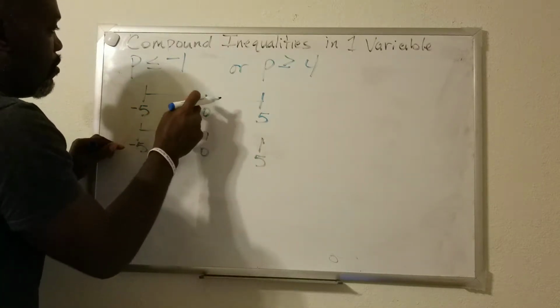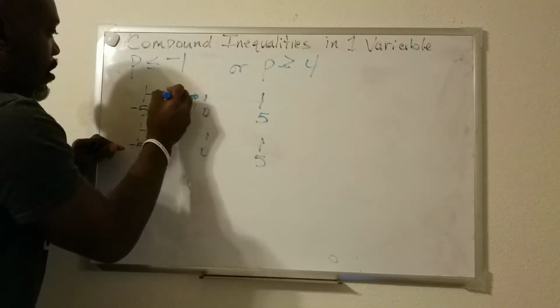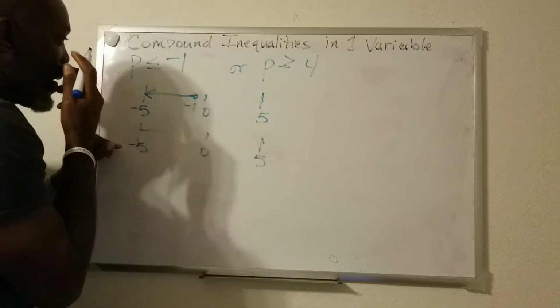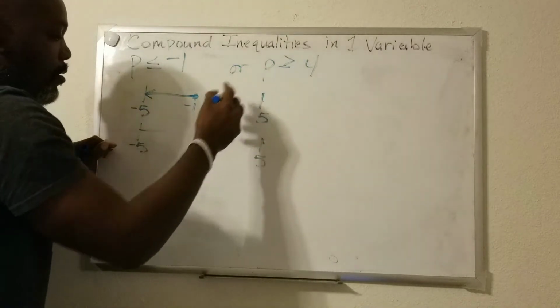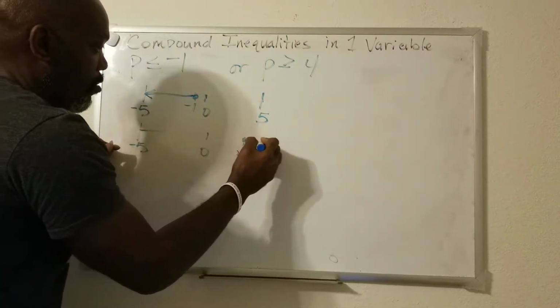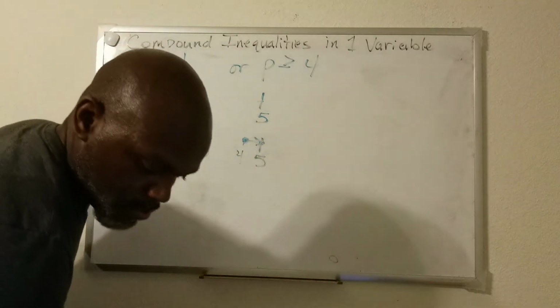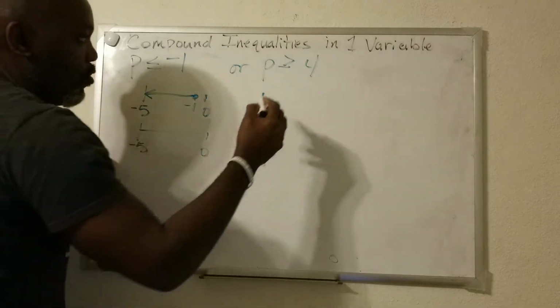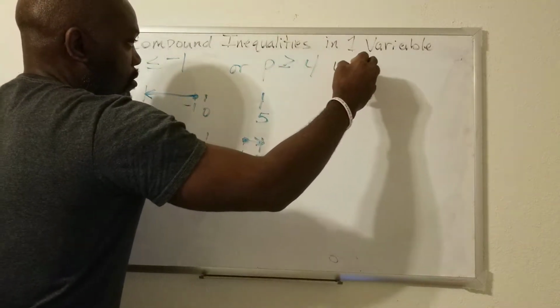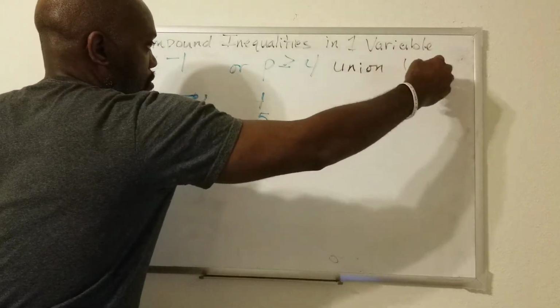-1 here. So numbers that are less than that. So this is going to be less than that. All right. Then we're going to have p is greater than or equal to 4, that's 4, or. Okay. So remember, it is "or." This is a union. All right. And the union is this.